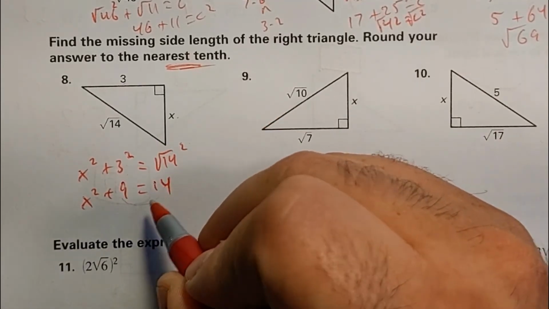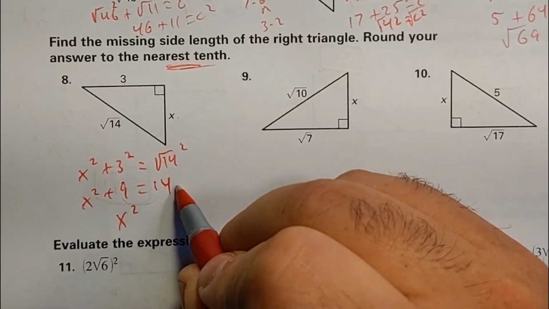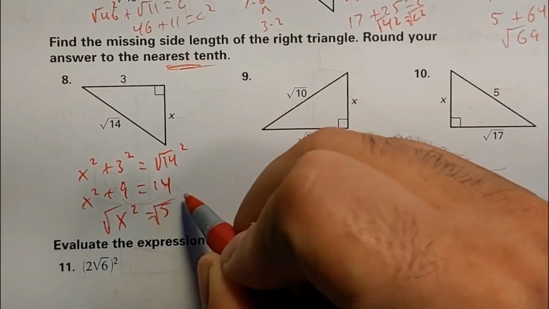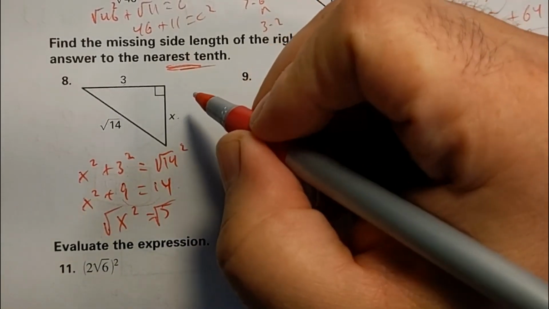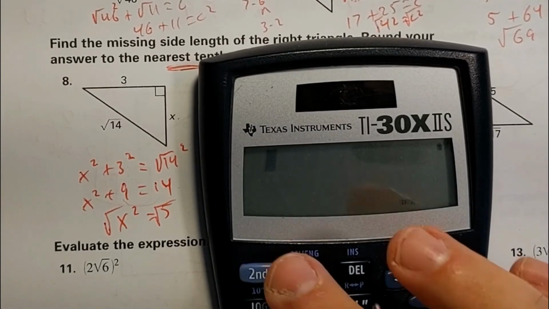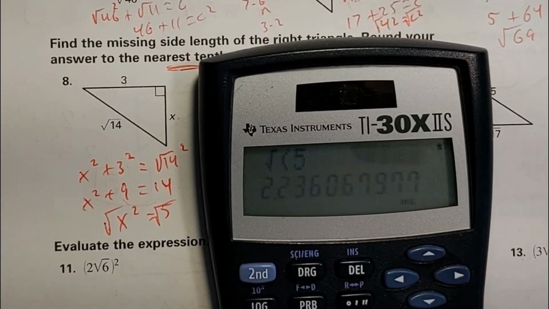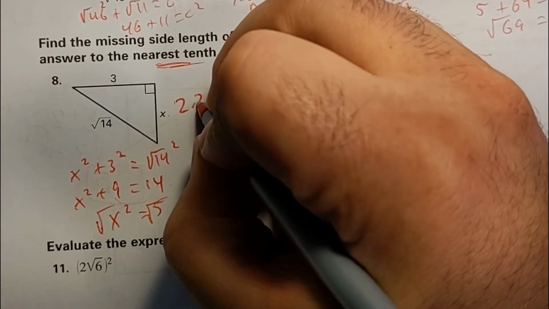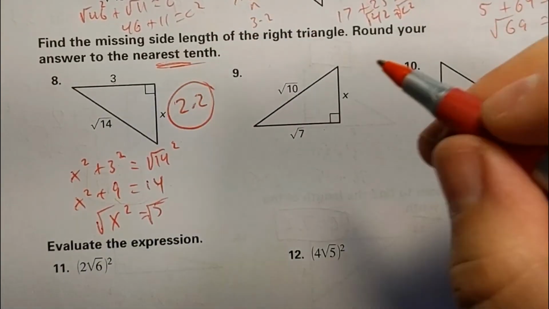You need to subtract to move it across. So if you subtract 9 from 14, you get 5. And then you have to square root it. So your answer is the square root of 5. But since it says to the nearest tenth, got to follow directions. Square root of 5 is 2.2. So 2.2, that would be your final answer.